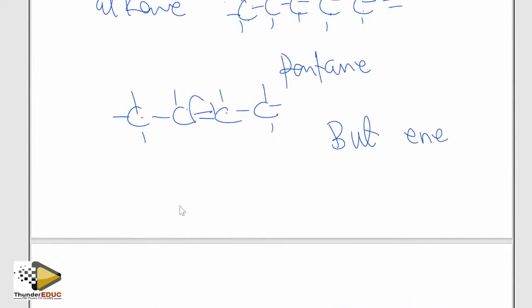But now, what is the position of this double bond? If I count from this side, it's 1, 2. So it remains the same way. So I put 2, and it becomes but-2-ene. Yes, I think I'm clear there.